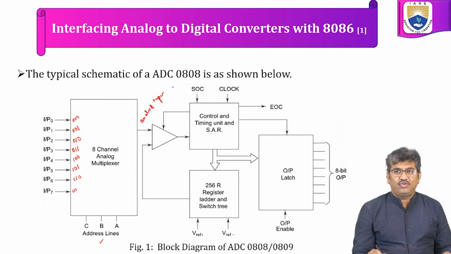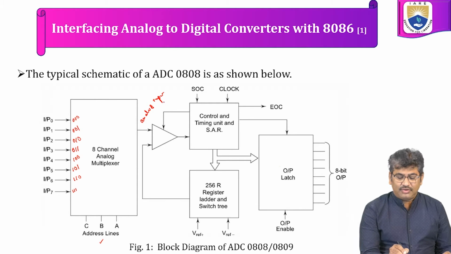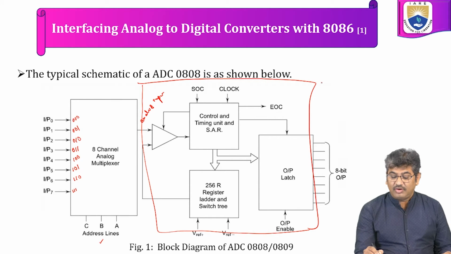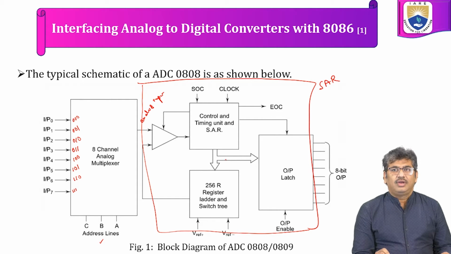This is a successive approximation method. What is the mechanism we are using here? It is the successive approximation method, which we call the SAR method. It takes the analog signal and compares it with the internally generated voltage through the SAR. Depending upon that, it is converted.